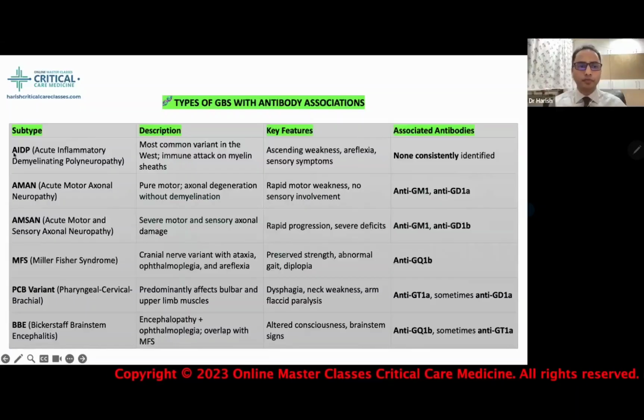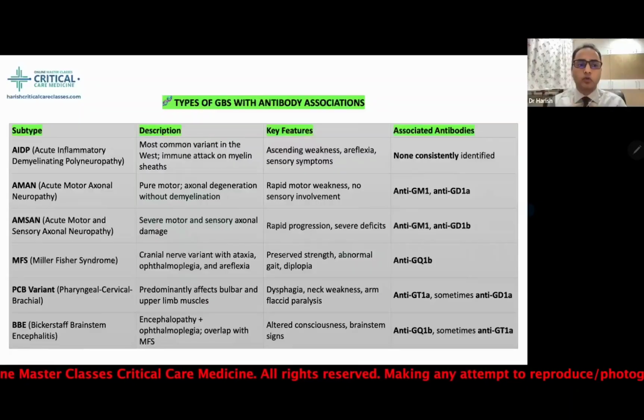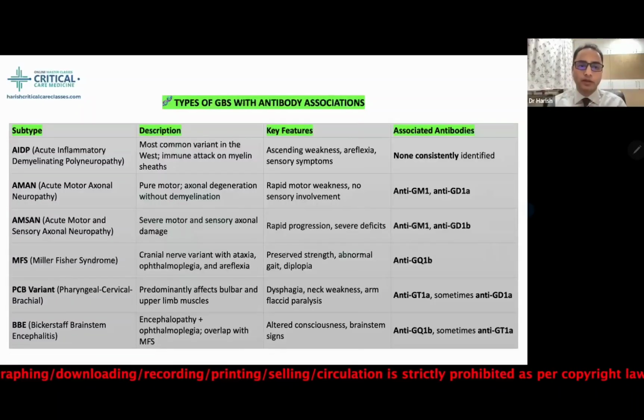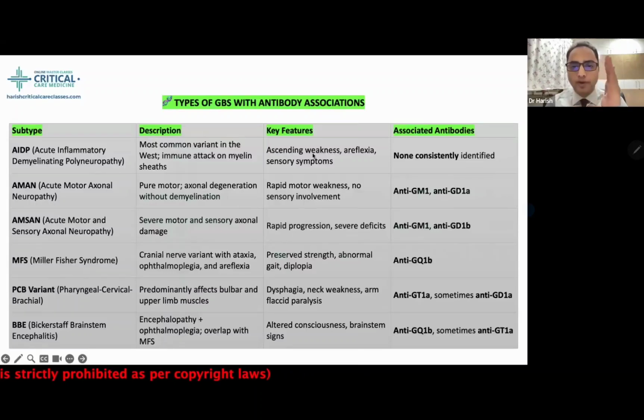So here we have acute inflammatory demyelinating polyneuropathy, acute motor axonal neuropathy, acute motor sensory axonal neuropathy, Miller Fisher variant, PCB, that is pharyngeal cervical brachial variant, and Bickerstaff brainstem encephalitis. In AIDP, the most common variant in the West, there is an immune attack on the myelin sheath, which causes ascending weakness, areflexia and sensory symptoms. We are not able to identify any consistent antibody.